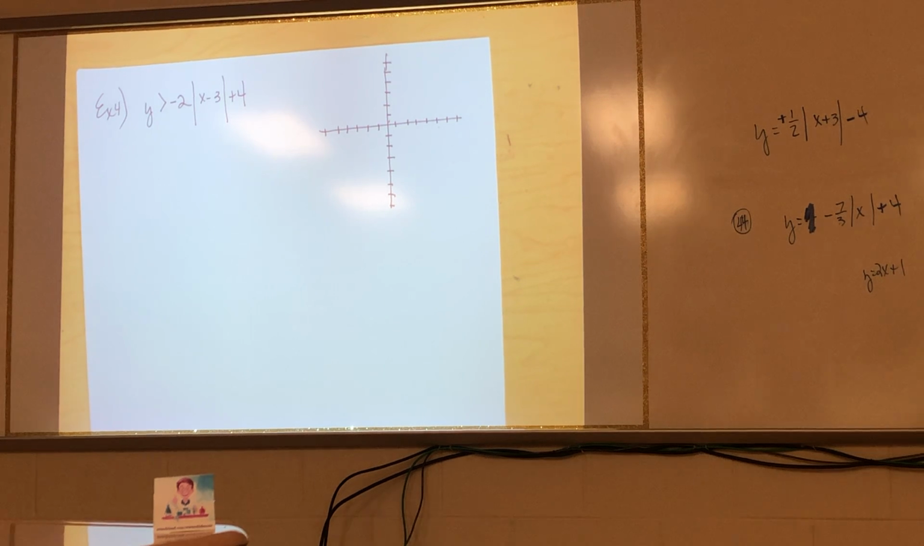What do you not know how to do? That -2. Oh, okay, I'll show you. Do you know where the vertex is? Yeah, put your pencil in there. Okay, make a dot there, and we'll go from there. All right, everybody ready?